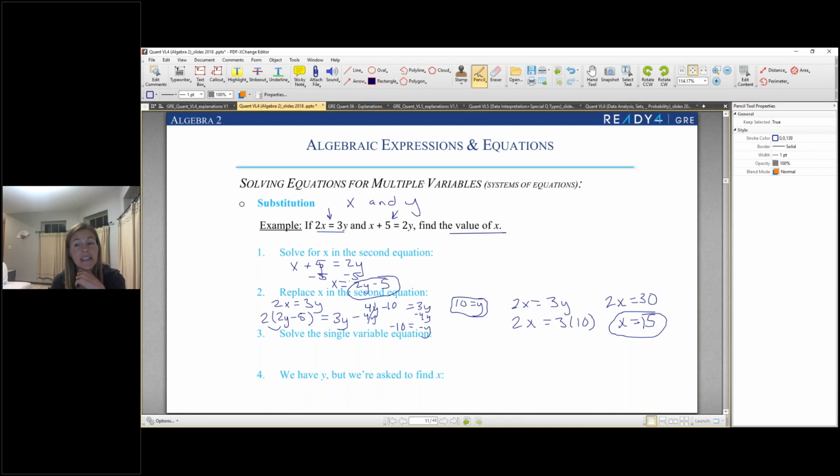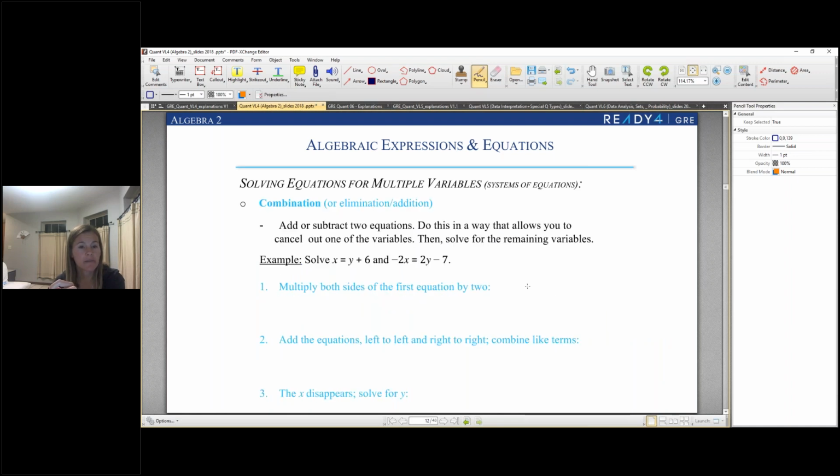Okay. So this is an example of the substitution method, meaning you isolate x in one equation. Whatever that answer is, you plug it into the other equation. Okay, substitution method. There's also something called a combination or elimination method, otherwise known as stack and add. Here, this could be solved the other way, and that's absolutely fine, but I'm going to show you a second way. So here we've got x is equal to y plus 6 and minus 2x is equal to 2y minus 7.